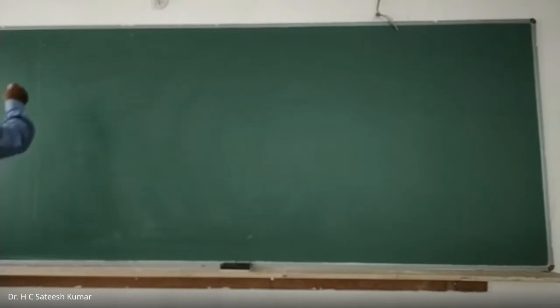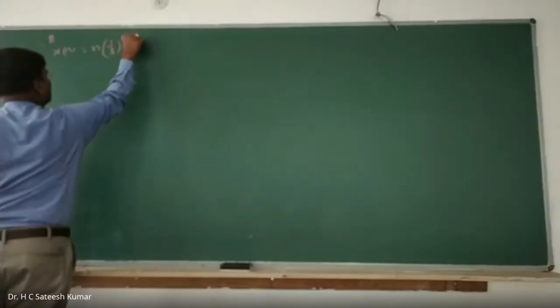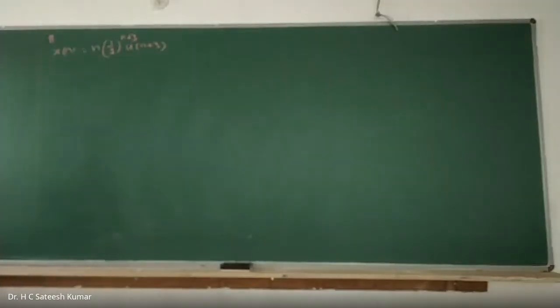Find the z transformation of x of n is equal to n into 1 by 3 whole to the power of n plus 3 into u of n plus 3. Okay, right. So here you should be very much careful while doing the substitution.